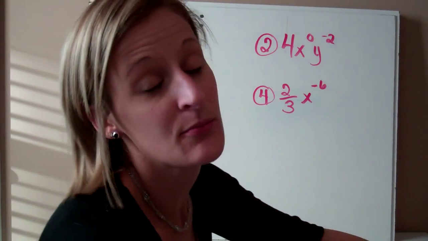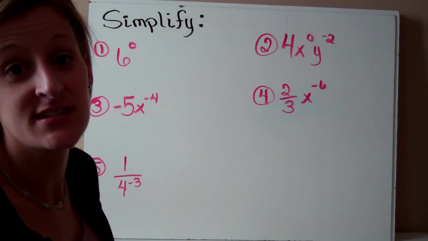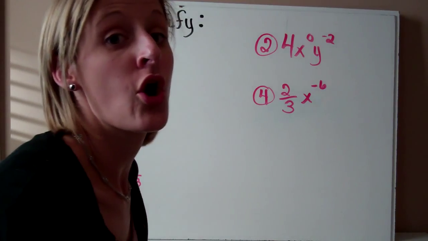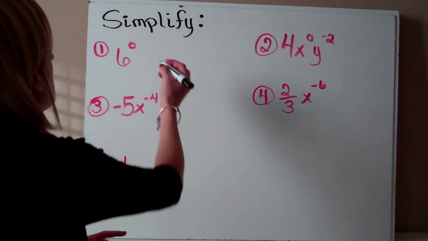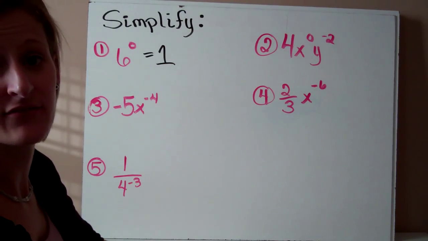Alright, let's do some practice problems. We need to simplify these. The first one, 6 to the 0 power. Like I said before, anything to the 0 power is going to be 1. Okay, that's all I have to do.